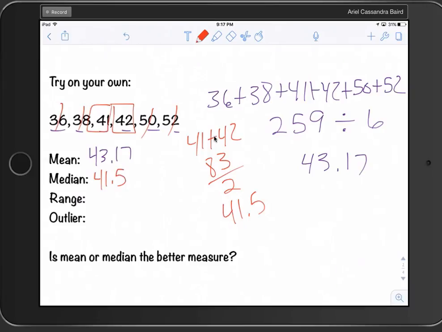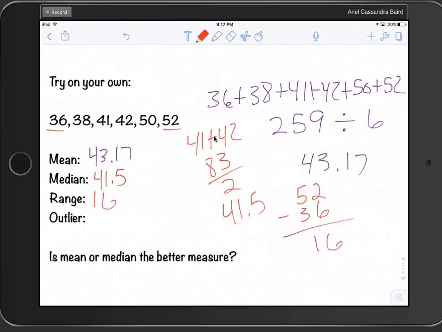Our range altogether is, we take our smallest number and subtract it from 52. So 52 minus 36, which is 16. So our range is 16.